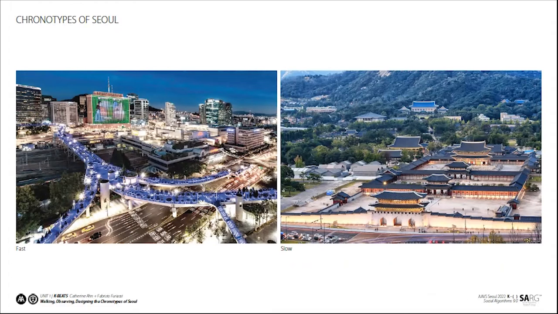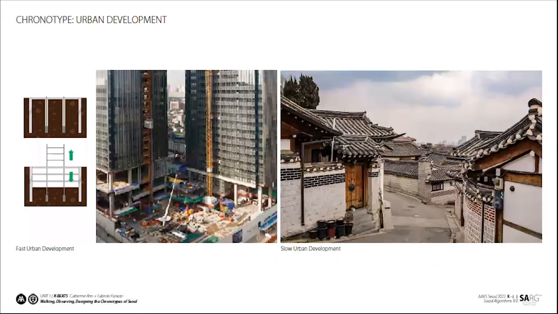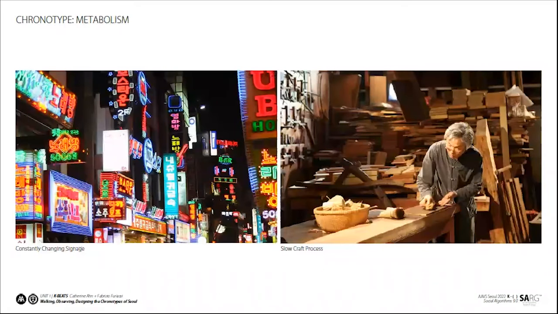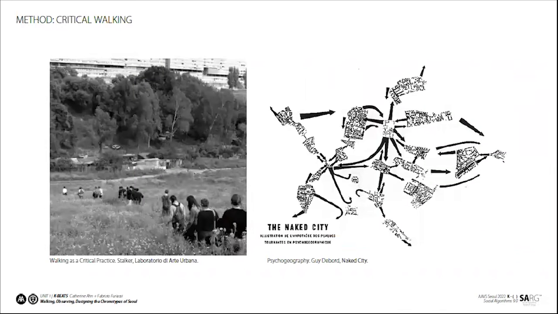which we studied through three lenses: fast versus slow urban development, fast-paced versus slow-paced human movements, and urban metabolism. Our work was rooted in primary research methods such as walking in the city and experiential mapping.